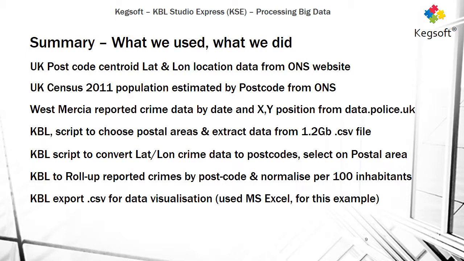So just to summarize what we did, we got data from the ONS, that's the Office for National Statistics, for lat and long positions for the centroids for postcodes. We've got the census data from 2011, which is population estimated by postcode. We've got West Mercia crime data from data.police.uk. We've used KBL to extract data from both the ONS for population data and for the crime data from the police database. We've converted lats and longs into postcodes. We've rolled up the crimes by postcode and normalized per 100 inhabitants.